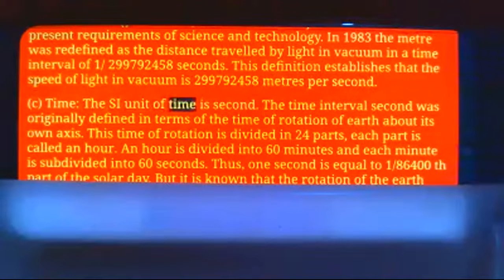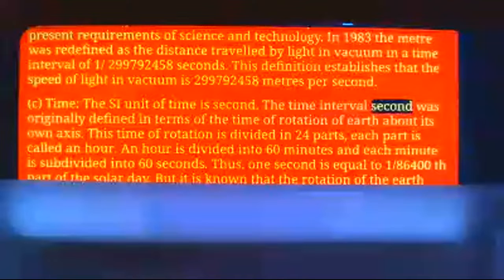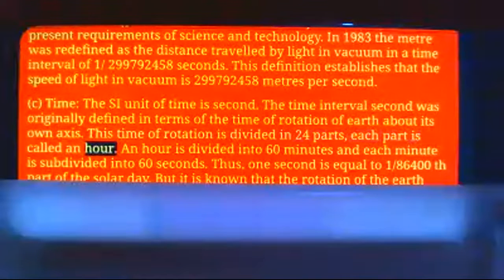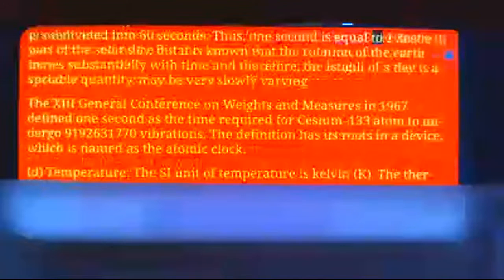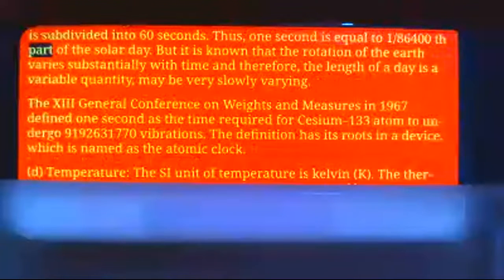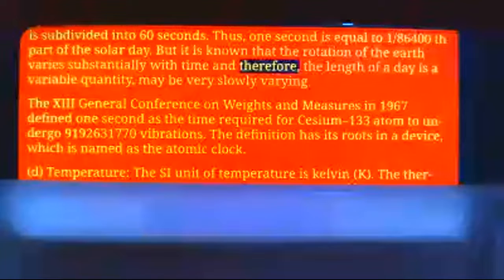C. Time. The SI unit of time is second. The time interval second was originally defined in terms of the time of rotation of Earth about its own axis. This time of rotation is divided into 24 parts. Each part is called an hour. An hour is divided into 60 minutes and each minute is subdivided into 60 seconds. Thus, 1 second is equal to 1/86,400th part of the solar day. But it is known that the rotation of the Earth varies substantially with time and therefore, the length of a day is a variable quantity, may be very slowly varying.